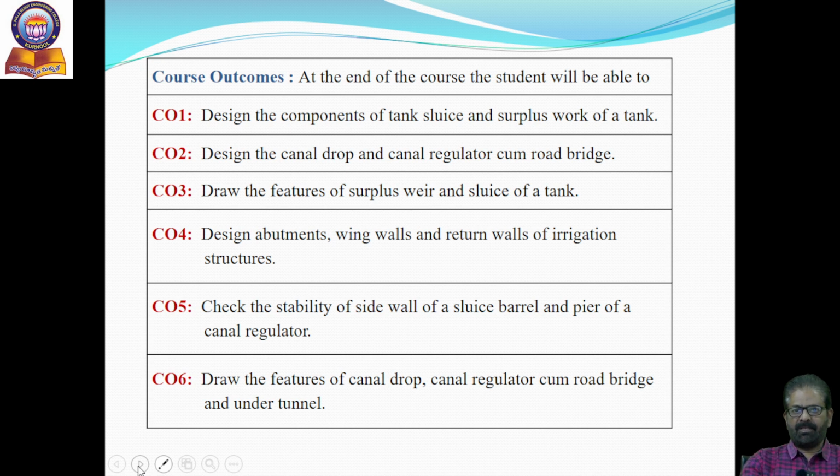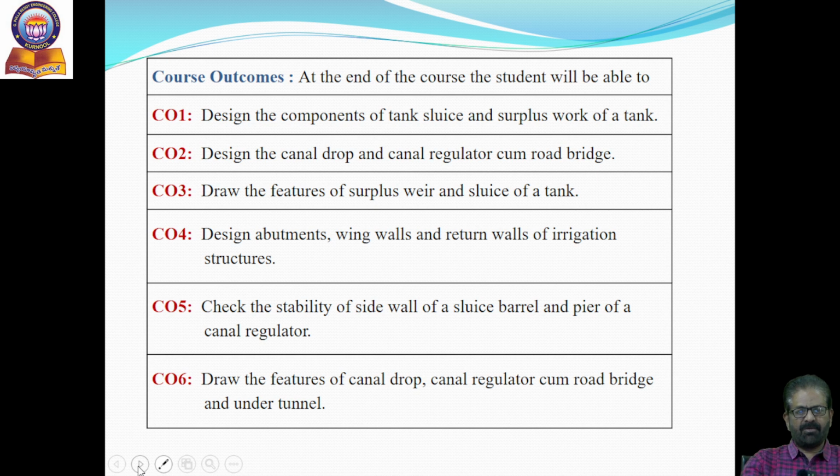So that means at the end of the course, the student will be able to design all the components of tank sluice as well as the surplus weir. And similarly, the next outcome is design the canal drop and canal regulator cum road bridge. So again, the student will be able to design both the canal drop as well as the canal regulation work, that is canal regulator. And the third one is coming to the drawing. So the students will also be able to draw the features of surplus weir and sluice of the tank. And similarly, design of abutments, wing walls, return walls, and so on of the irrigation structures.